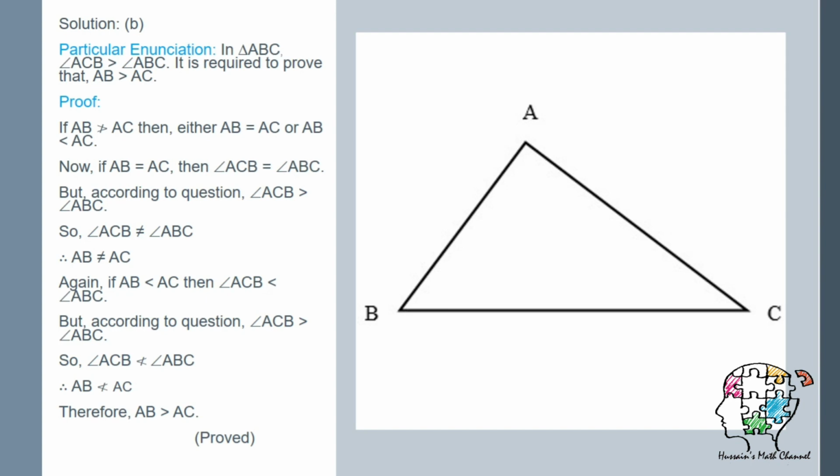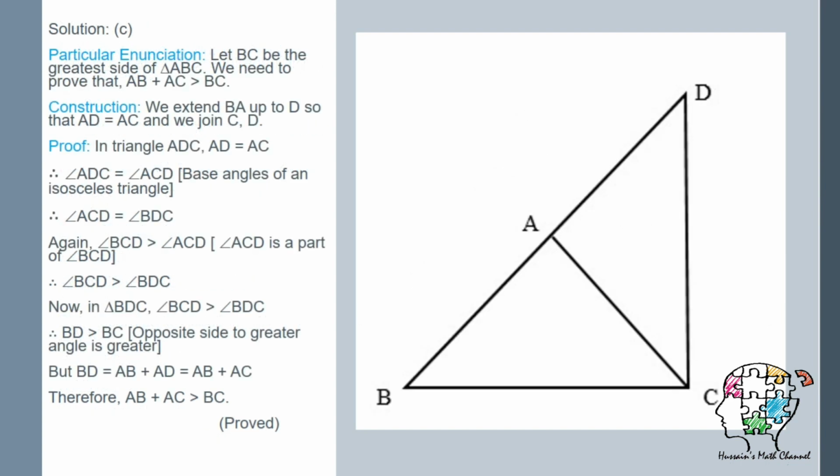Alright, now we move on to question C. You have to prove that AB plus AC is greater than BC. That means the theorem that the sum of any two sides is greater than the third side. In any triangle, the sum of two sides is always greater than the third side. So how do we prove that? At first we write the particular enunciation. Let BC be the greatest side of triangle ABC. We need to prove that AB plus AC is greater than BC.